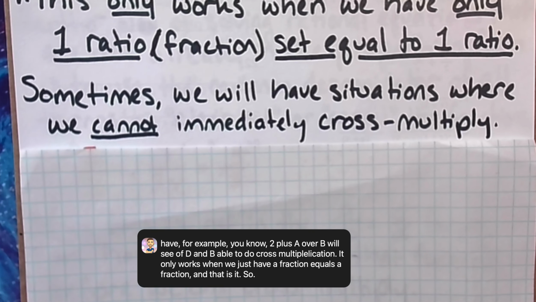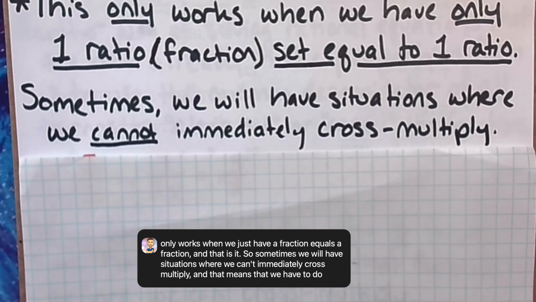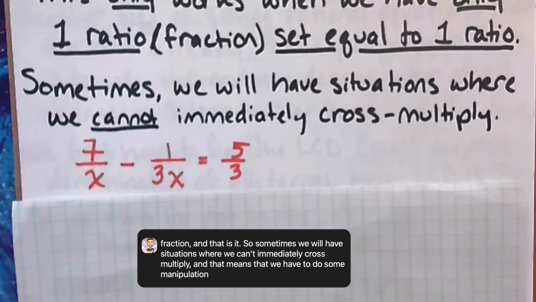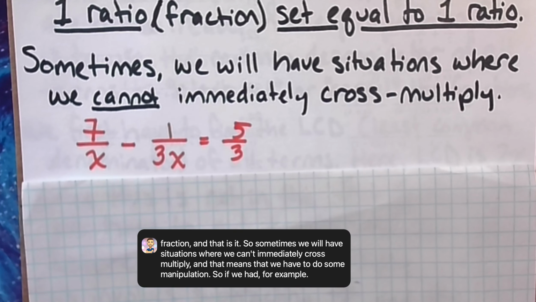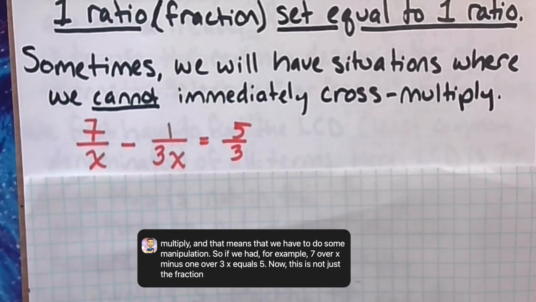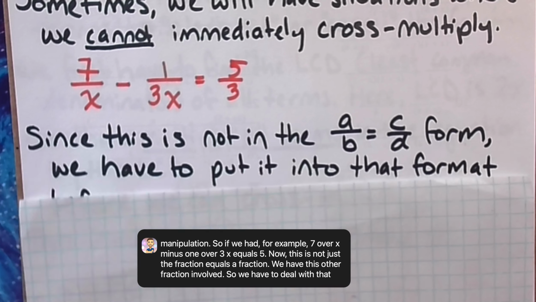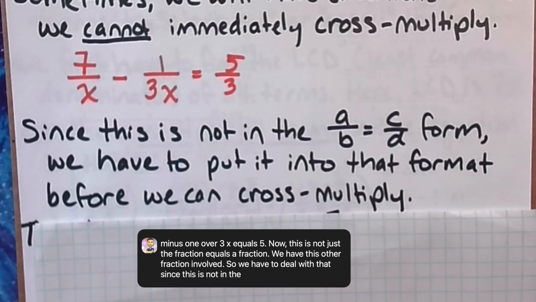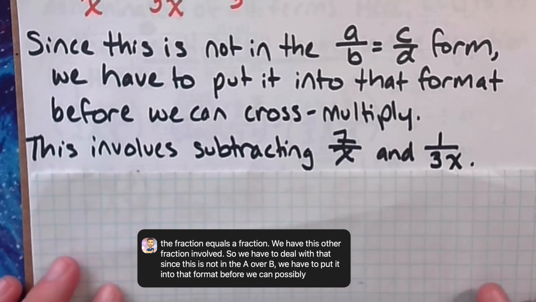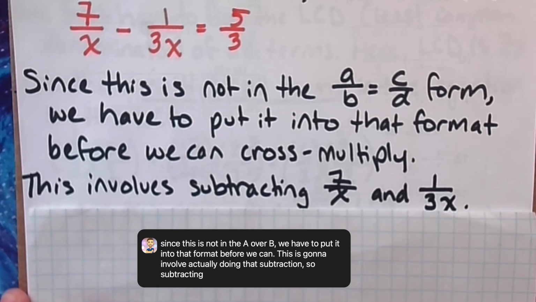So sometimes we will have situations where we can't immediately cross multiply, and that means that we have to do some manipulation. If we had, for example, 7 over x minus 1 over 3x equals 5 over 3, this is not just a fraction equals a fraction, we have this other fraction involved. So we have to deal with that. Since this is not in the A over B equals C over D form, we have to put it into that format before we can cross multiply. This is going to involve actually doing that subtraction: 7 over x minus 1 over 3x.